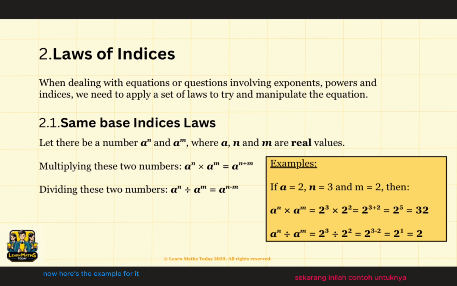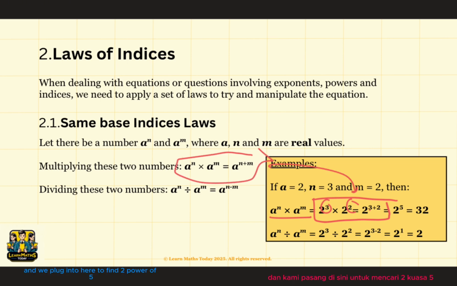Now, here's the example for it. So if a is 2 and n is 3 and m is 2, we can just expand it like this. So 2 to the power of 3 and 2 to the power of 2. So we use this formula and we plug it into here to find 2 to the power of 5. Now you can just plug it into your calculator and you'll get the answer. Similarly for this, use this formula over here, and you find it.